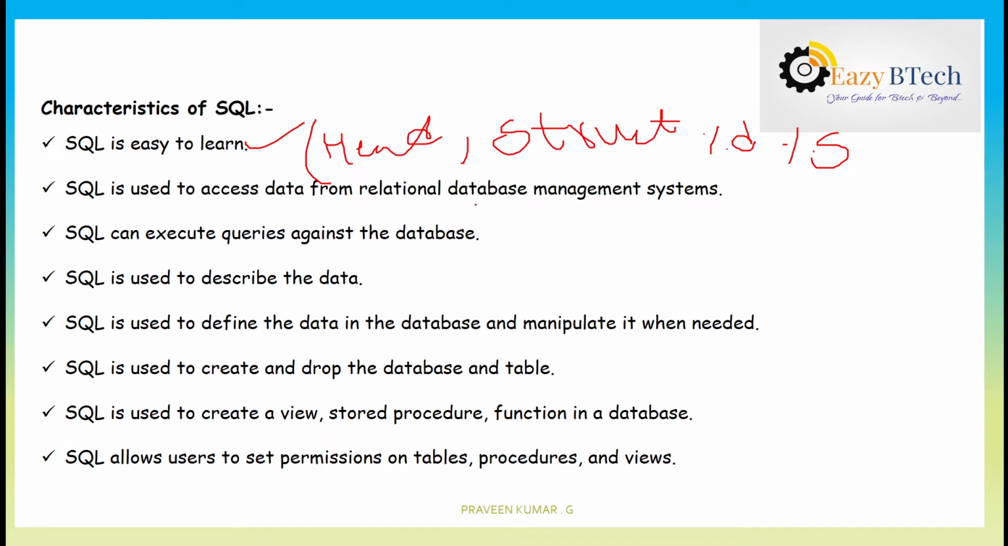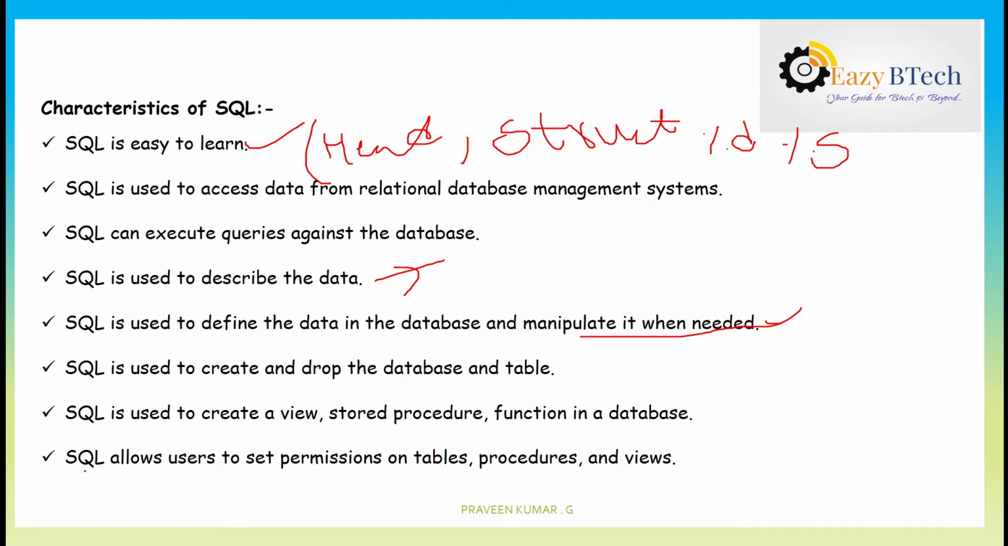SQL is used to access data from a relational database management system, as we already discussed. SQL executes against the database; all the commands we can execute against the database. It is used to describe the data, that is, when you are selecting data from a database, we can check with the database. SQL is used to define the data in the database and manipulate it when needed. Next, SQL is used to perform create and drop operations. SQL allows users to set permissions.